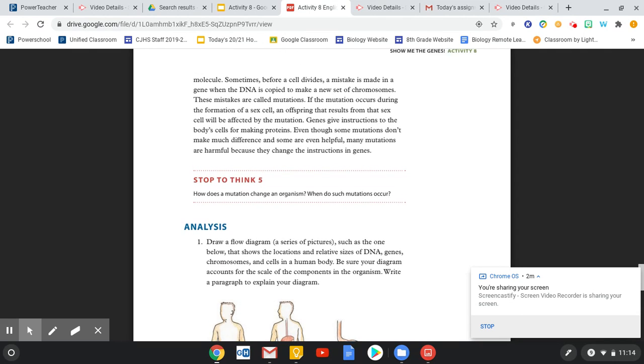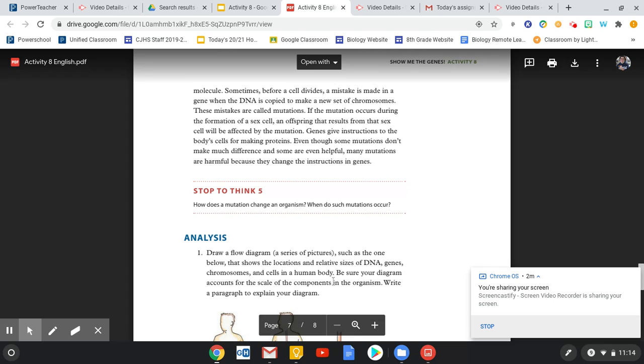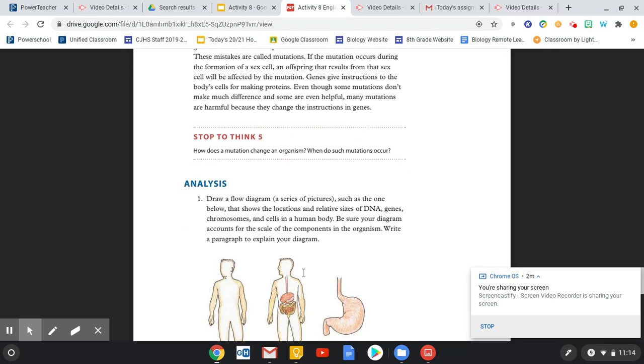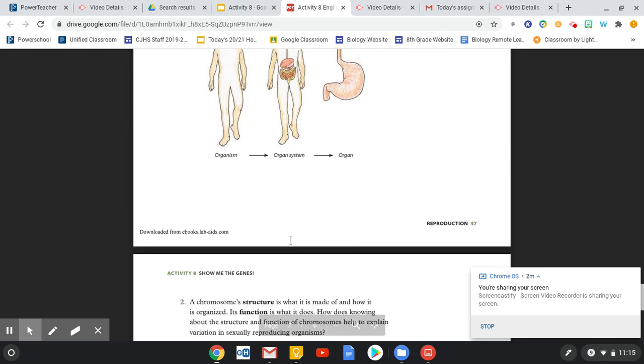Okay, so we're going to stop here. And now, when you get to the next analysis slide, it's going to tell you that you're going to do a couple of activities before you do the analysis questions that go to this. The analysis questions, as you can see, are going to have you draw things. Okay, drawing a diagram. And down here, making a model.